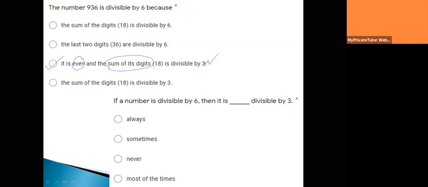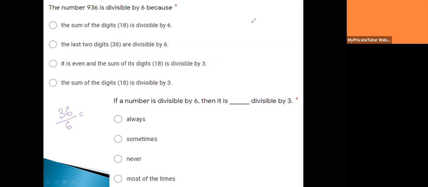If a number is divisible by 6, then it is divisible by 3. Always, sometimes, never, most of the times. I think it's a straightforward question though. It's not a difficult one. What do you say? If a number, for example 36, is divisible by 6, is it divisible by 3?